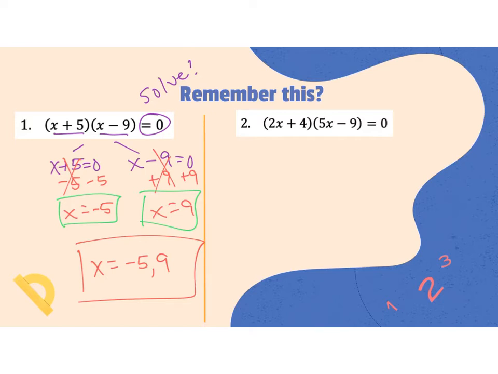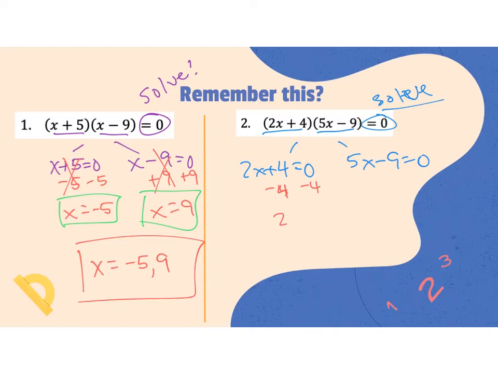In number 2, I have 2x plus 4 times the quantity 5x minus 9, both set equal to 0. So that set equal to 0 tells me, oops, I forgot my x there, that I need to solve. So I'm going to have 2x plus 4 equals 0 and 5x minus 9 equals 0. So then I'm going to subtract the 4 and I get 2x equals negative 4. I'm going to add the 9 and 5x equals 9.